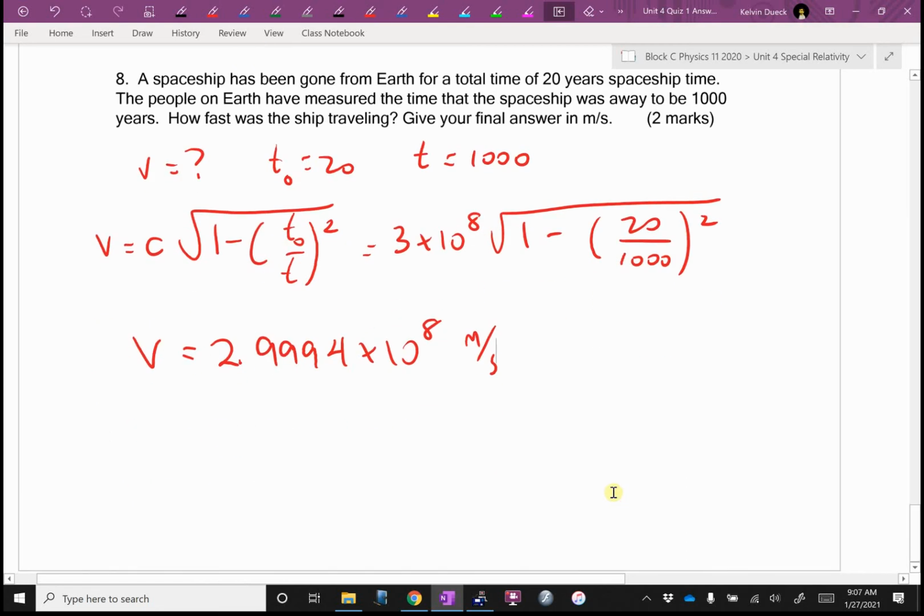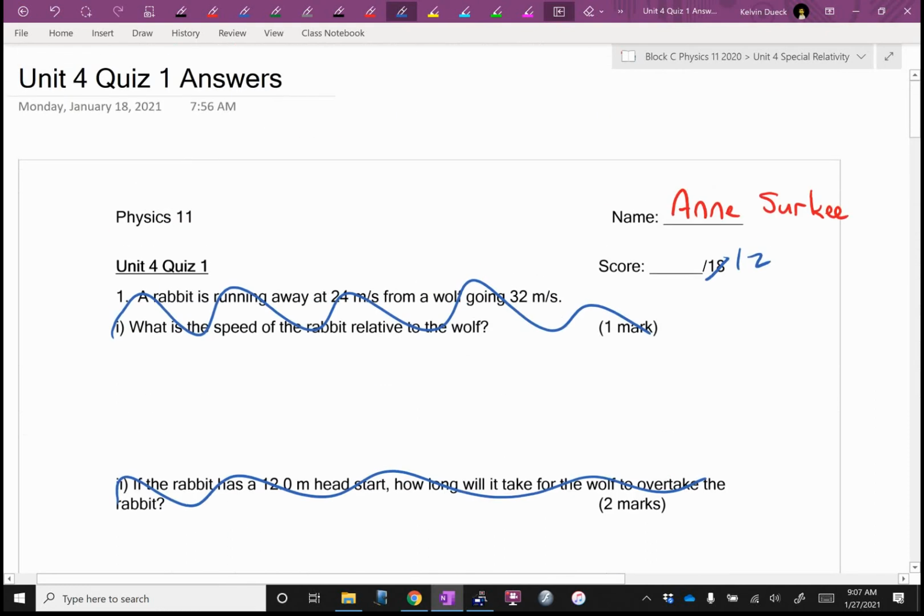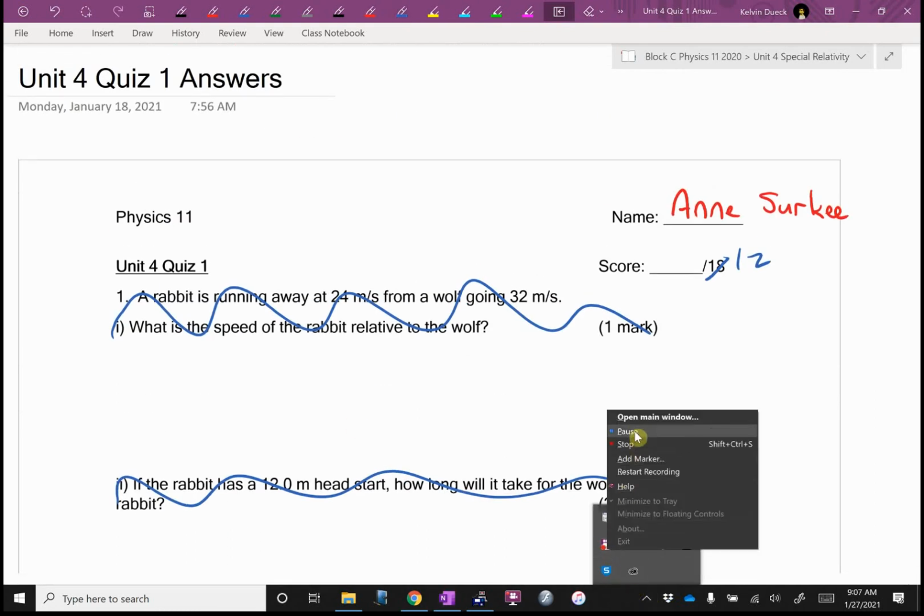Oh, that was it. Can you give yourself a lovely, same as before, by the way, 1 mark. 1 mark. Can you give yourself a lovely score out of 12, please? Any lawyering with me? Now is the time.